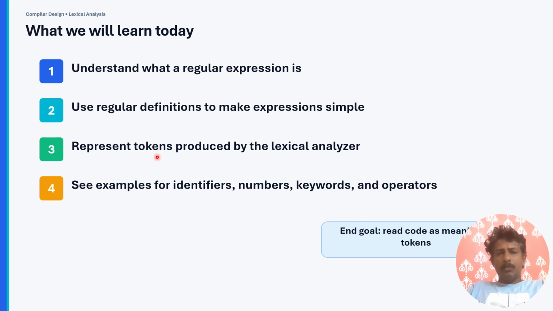A token is the output of lexical analysis, which we have discussed in previous videos. And finally, we will see examples. We will not study this as a big theory topic, so don't worry about that. We will study it as a practical process. Input is the source code, lexical analysis checks the patterns, and output is tokens. This is what we are going to discuss in this video.